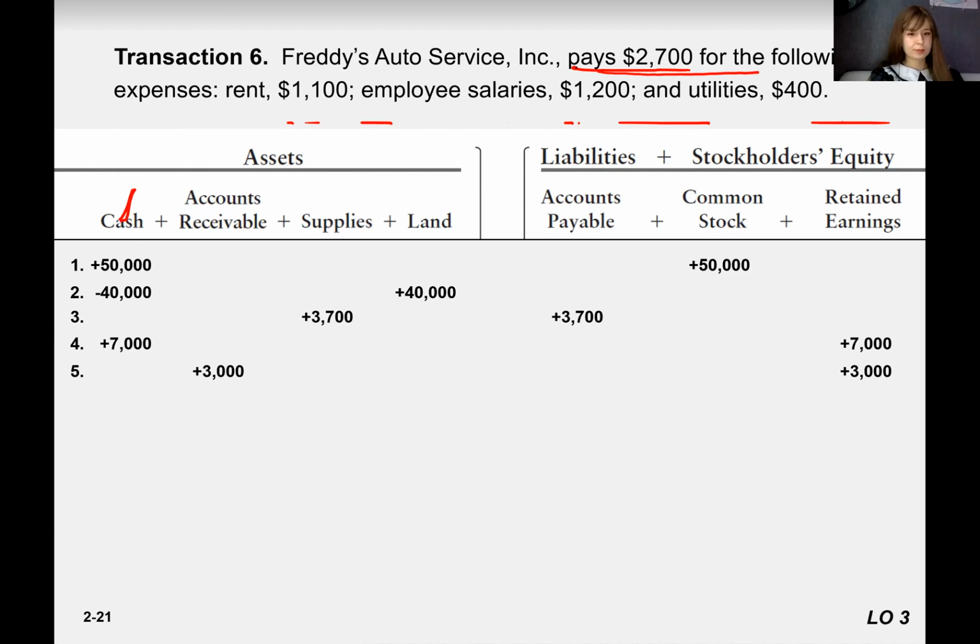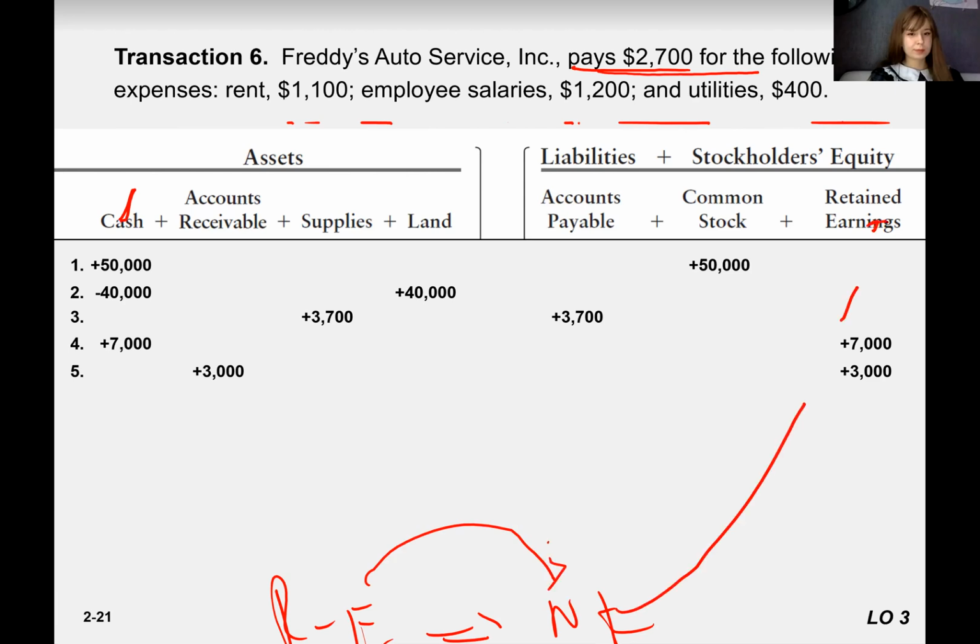And expense belongs to revenue minus expense. It belongs to net income. Net income belongs to retained earning, and retained earning belongs to stockholder equity. So now which two accounts are going to be affected? Cash and retained earning, right? So you can write it down like 2,700, 2,700, or you can just segregate 2,700, 1,100, 1,200, and 400. You see, like this.